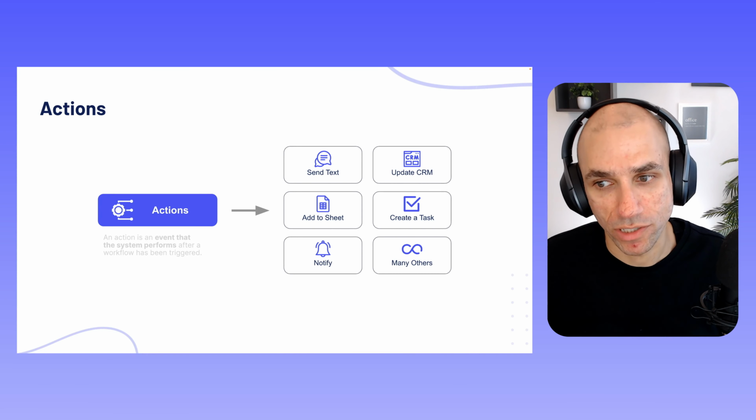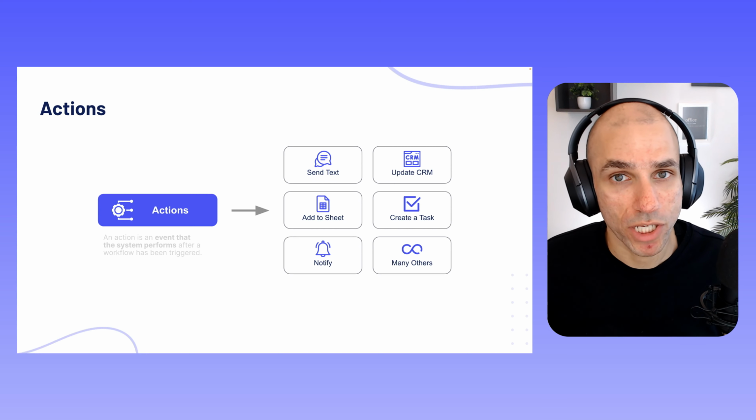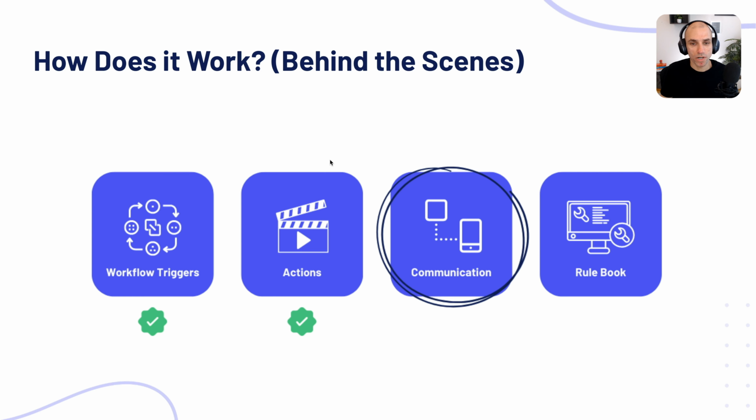triggers and actions. Next up is communication between the apps. All right. Now that we understand workflow triggers and actions, it's time to talk about communication. And this is communication between the applications. And it's not someone calling their friend. This is app to app communication.